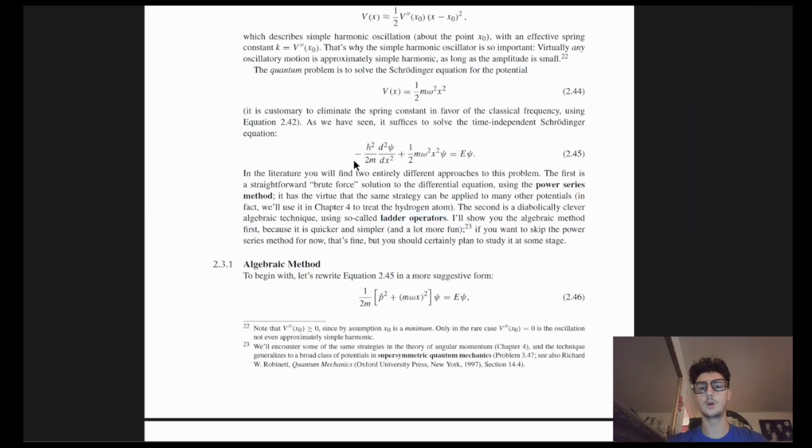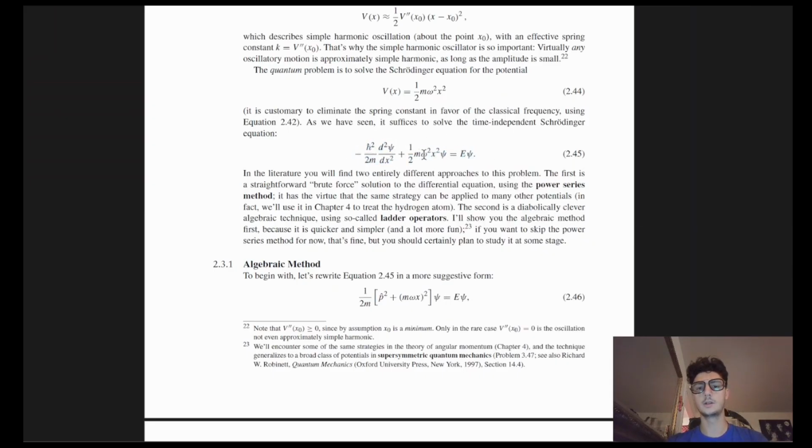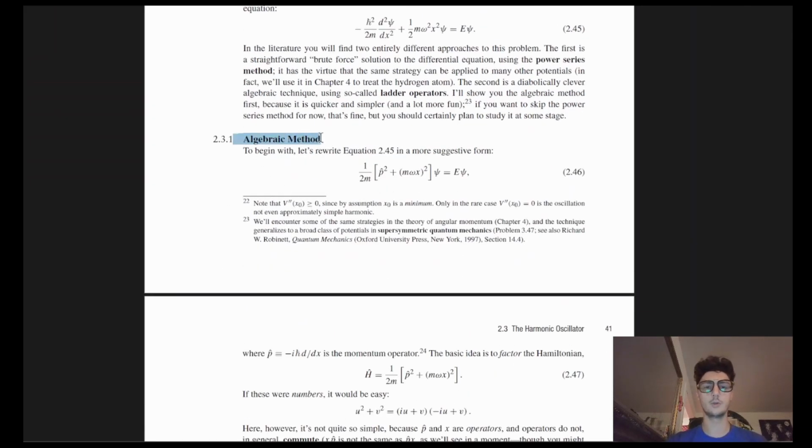This is a method of solving this equation over here, the harmonic oscillator potential in the time-independent Schrodinger equation. The second method is a power series-based method, which is called the analytic method, which we're going to see in the next section. So right now, we're going to cover this method. Let's peep what they do. And keep in mind, he calls it diabolically clever.